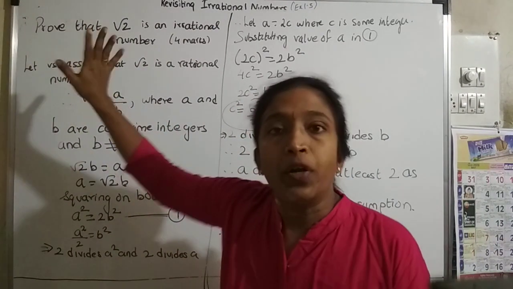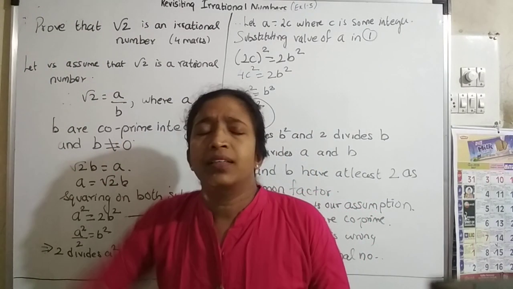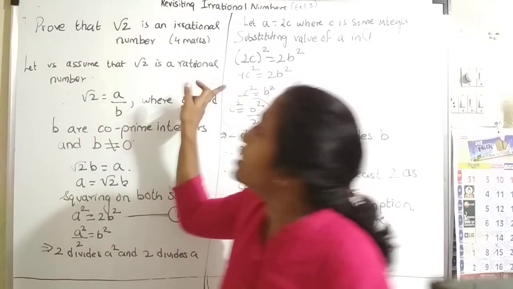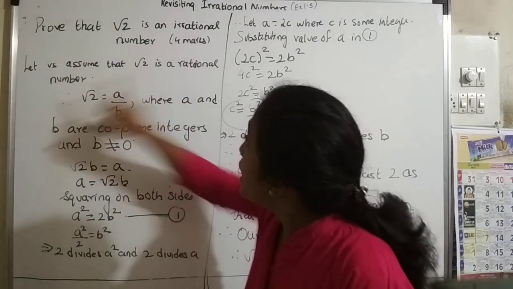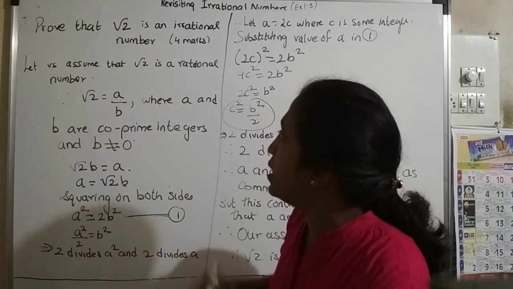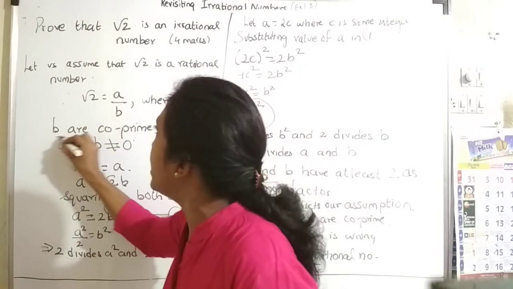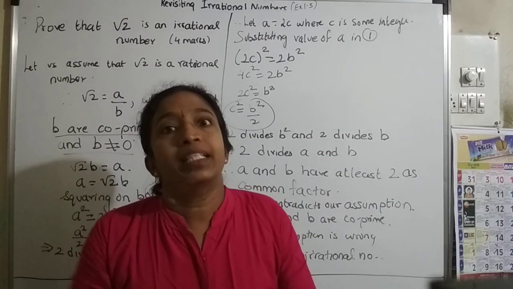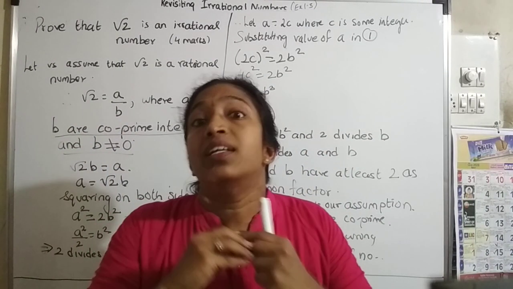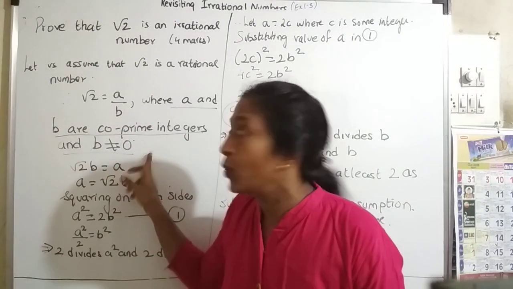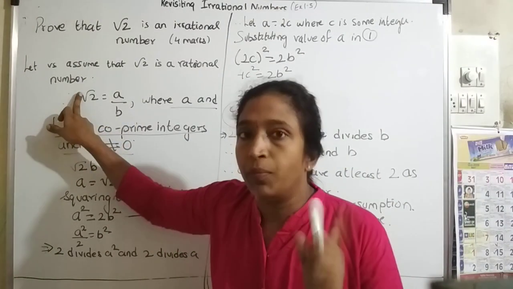So let's use the contradiction method. Let us assume that root 2 is a rational number. So if root 2 is a rational number, then I can write root 2 as A upon B, where A and B are co-prime integers. Again, I am repeating, very very important, because if you are not writing this, then the whole proof doesn't have any meaning. So A and B are co-prime integers and B not equal to 0. You have to remember this.